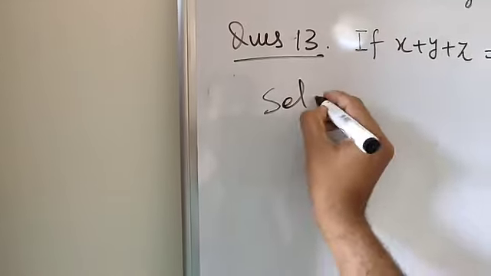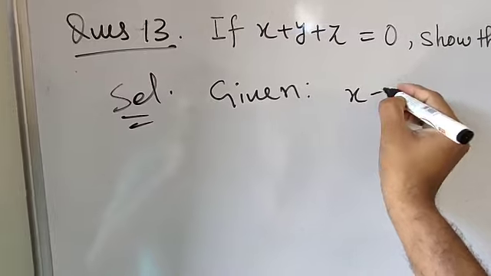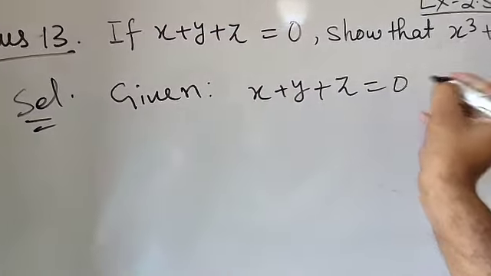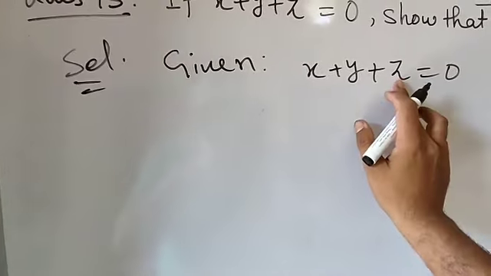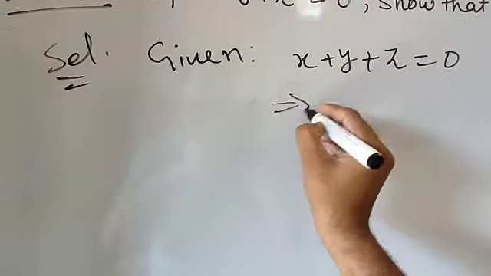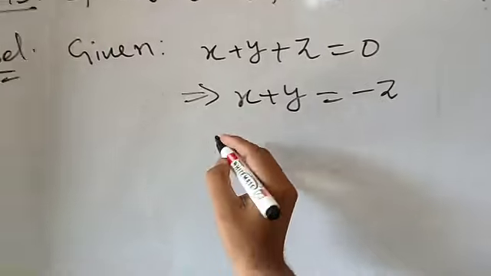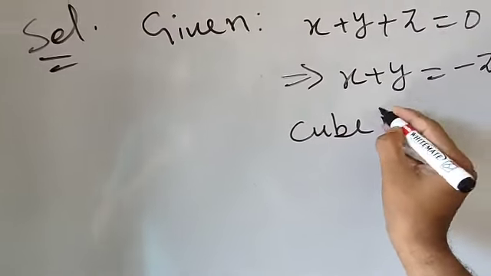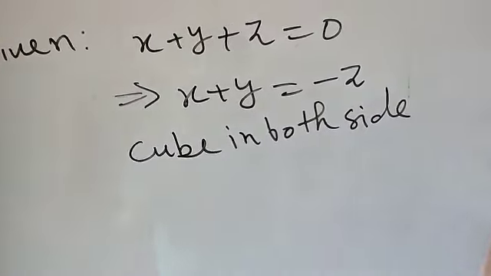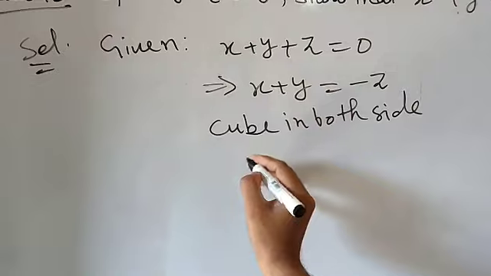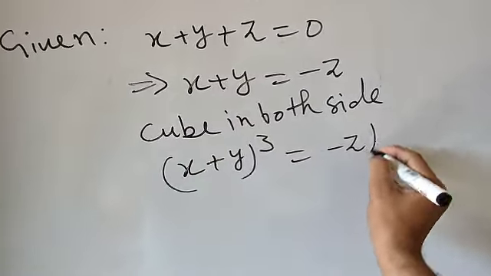So I am going to give the solution. It is given that x plus y plus z equal to 0. Now I am going to transfer plus z to the right side. So it can be written as x plus y equal to minus z. Now cube on both sides. So on the left side you will get (x plus y) cube, and it is equal to minus z cube.